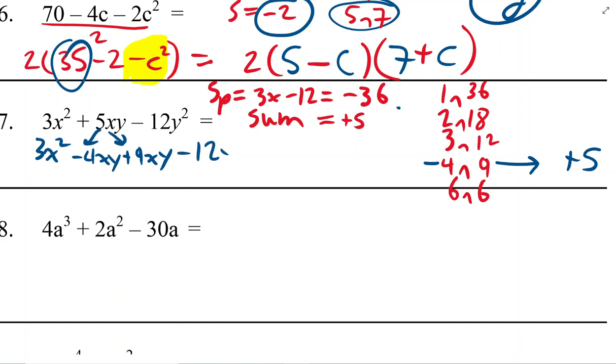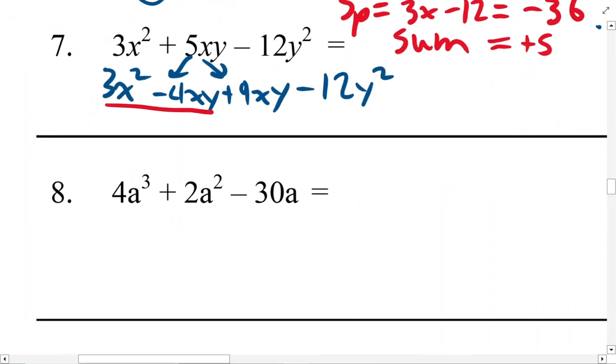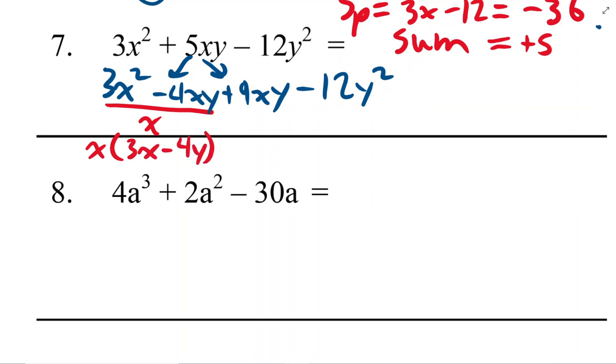minus 12y squared. Okay. So now we're going to take out GCF out of the front and GCF out of the back. Remember this, guys? Kind of like it's 2 separate questions. Okay. So this is our hardest decomposition. So GCF out of the front, what can we take out of the front? Any numbers? What about letters? Definitely an x. And in the brackets, you'll get 3x minus 4y.